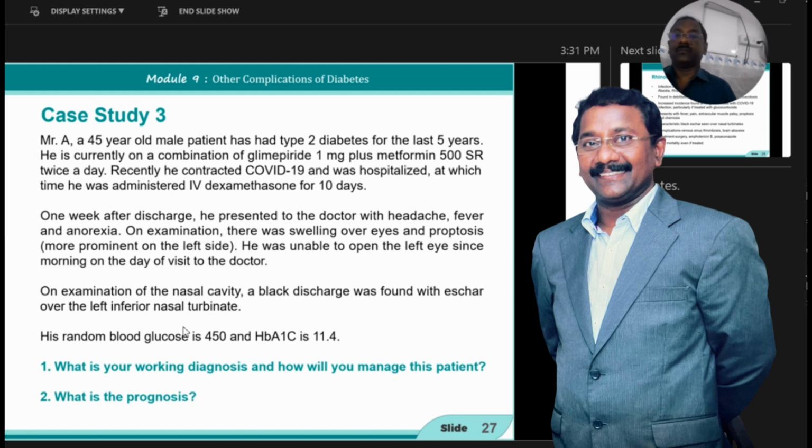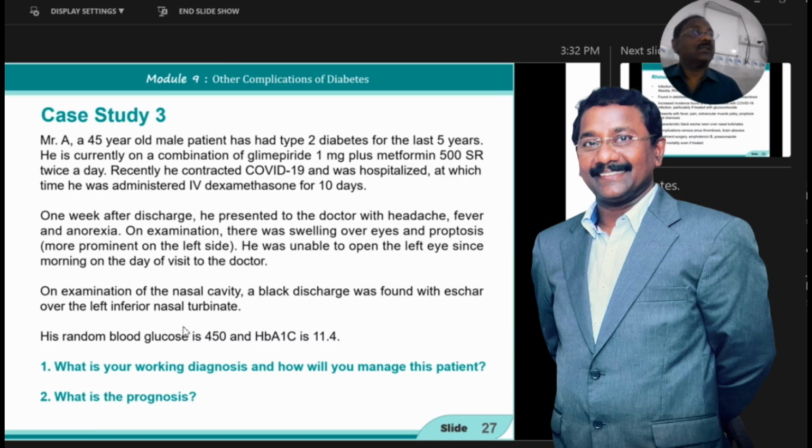Now another case, 45-year-old male, diabetes for the last 5 years. So he got the diabetes at the age of 40 years. He is on glimepiride 1 mg plus metformin 500 mg twice a day. Okay, typical GSL prescription. Okay, Jammer 1 mg BD. Recently contracted COVID-19 and was hospitalized, at which time he was administered IV dexamethasone for 10 days.